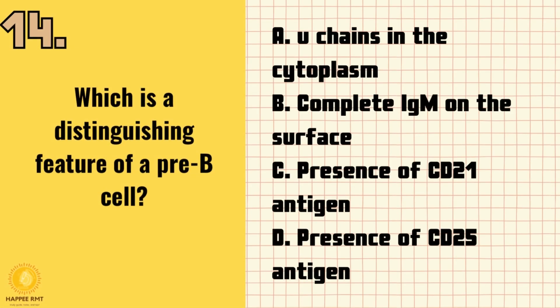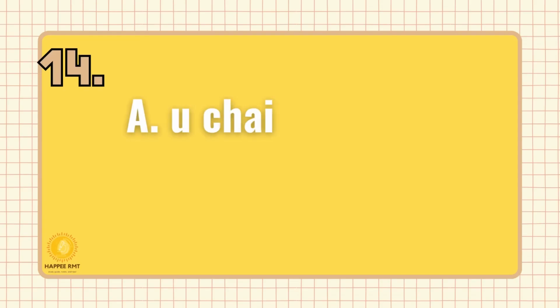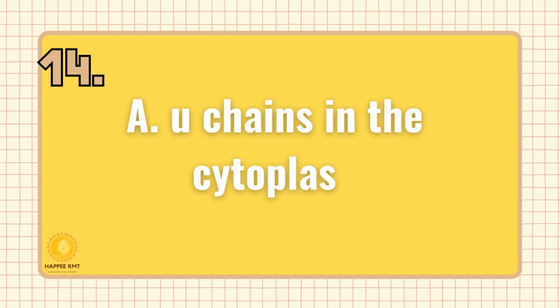Number 14. Which is a distinguishing feature of a pre-B cell? A. Mu chains in the cytoplasm. B. Complete IgM on the surface. C. Presence of CD21 antigen. Or D. Presence of CD25 antigen. Time's up. Answer is A. Mu chains in the cytoplasm.